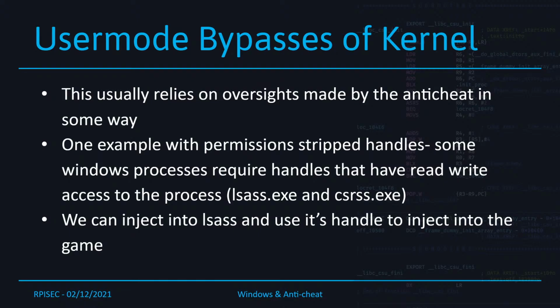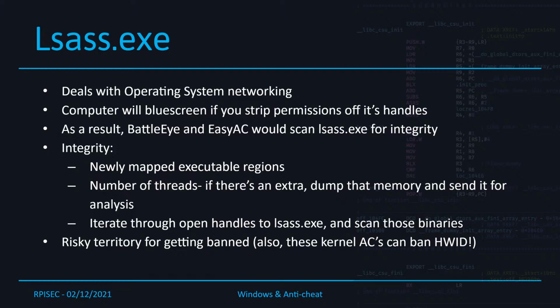But things like LSASS and CSRSS, these are Windows processes, and LSASS, for example, handles security management. So these things need a lot of access to programs on your computer. And if you try to mess with them too much, the computer just dies. LSASS does networking, and more broadly, it deals with security. It creates tokens, enforces things, all that stuff. So BattleEye and Easy Anti-Cheat can't just screw with its handles, because they will cause a crash.